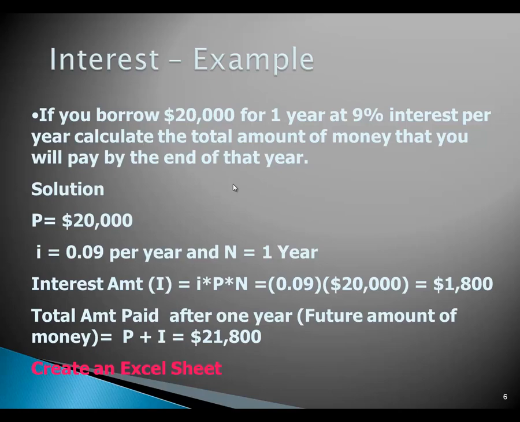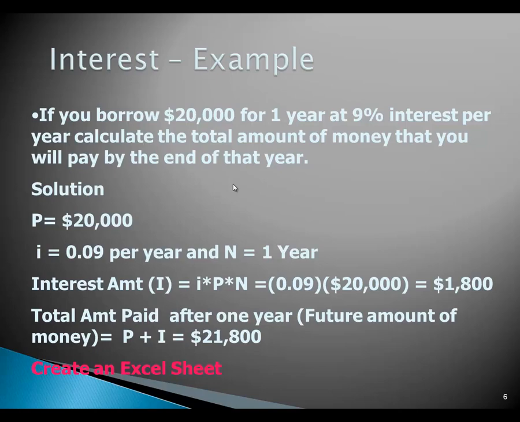Based on that, the total amount that should be paid after 1 year is equal to the principal plus the interest amount, which will come up to be $21,800.